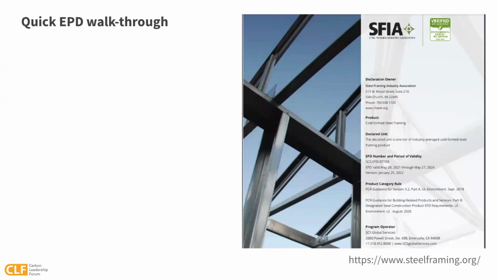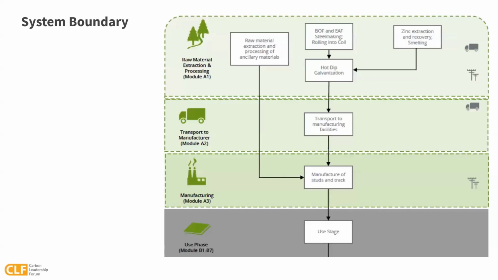I'm going to do a lightning quick walkthrough of an EPD to give a quick sense of what they include. So here we see the industry average EPD for cold form steel framing with the declared unit, the validity period, and the PCR on the front page. Turning inside, here's a sampling, including this system boundary diagram that outlines which processes are accounted for and in which stage.